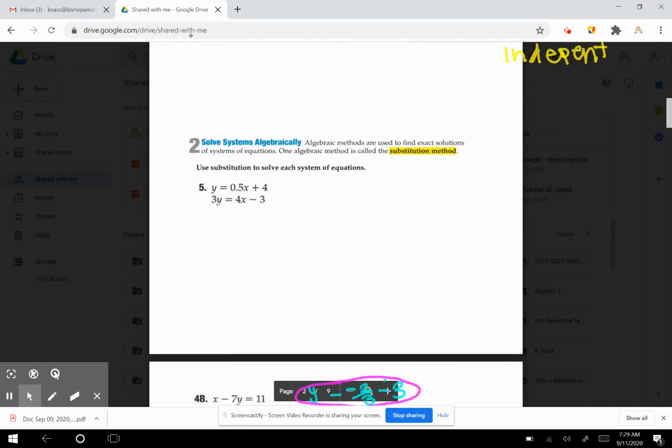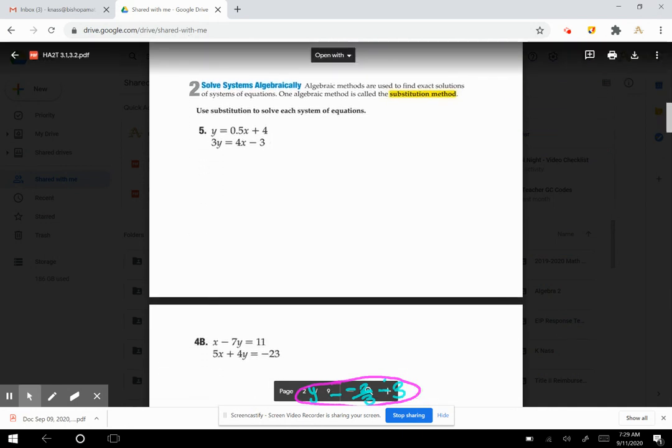All right, substitution method. So substitution method literally means to replace, right? If you had a substitute teacher, they would replace me. So here's what we're going to do. What you can see is, if you're going to do substitution, you must have one variable by itself. Now you're going to notice you're not going to do substitution often. You're going to do elimination the most, but let's do substitution here.